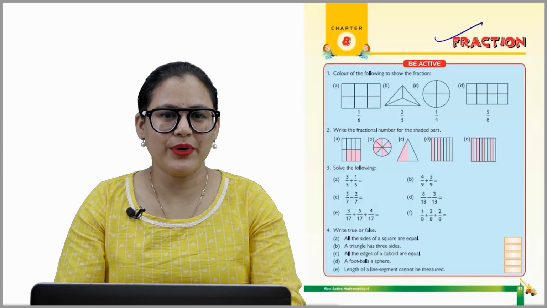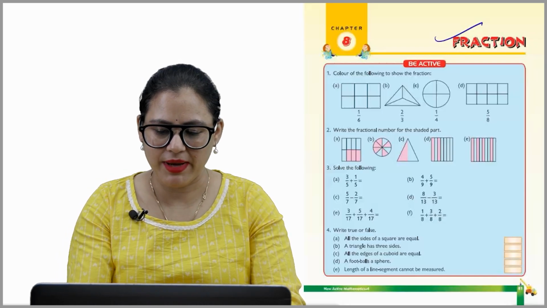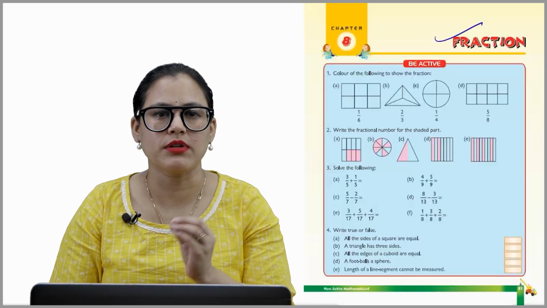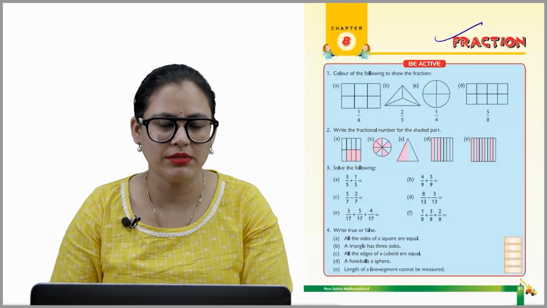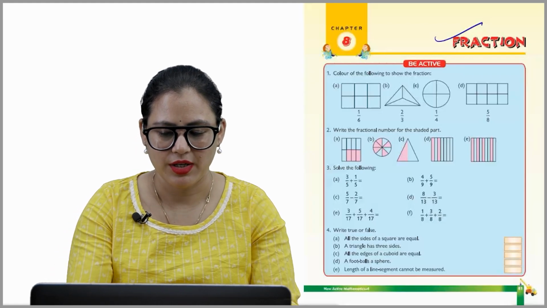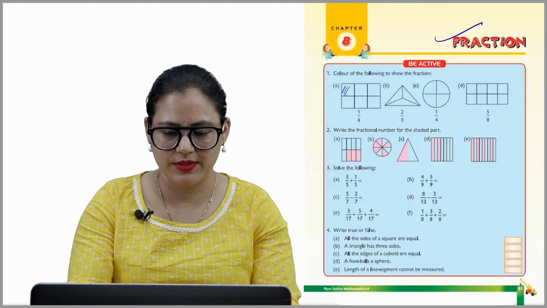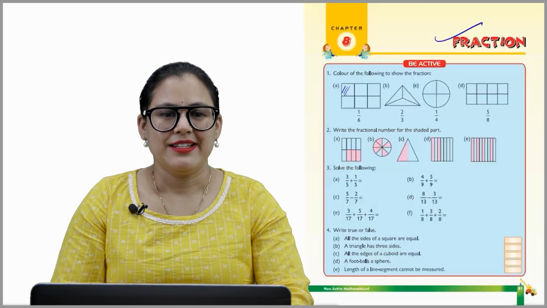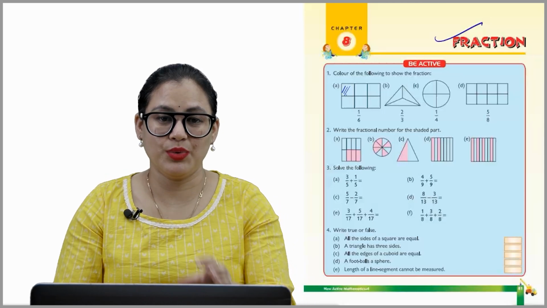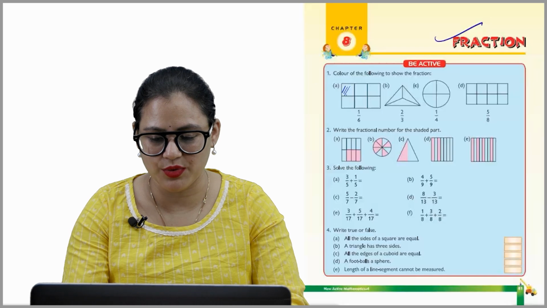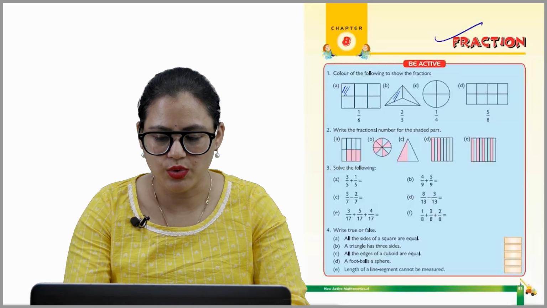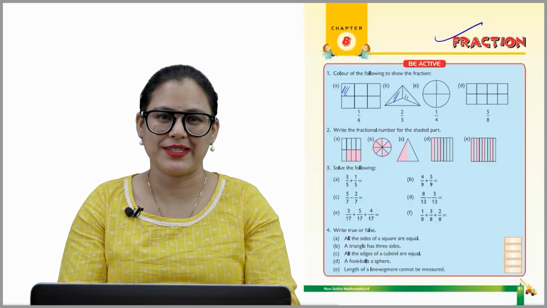Color the following to show the fraction. 1 by 6 is the fraction and we have to color. So how many parts will you color out of 6? Of course, 1. You will color only one part. Similarly, you have to color 2 parts out of 3 here. You can use any color of your choice.